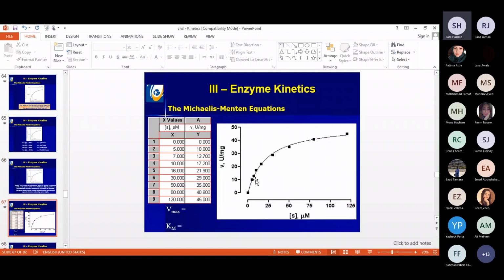And here we can see in this table, if you take the value of substrate and the value of V0 and draw V0 as a function of S, you obtain such a plot. Okay? For the highest substrate concentration we have here, 120 micromolar, V0 equals 45. Are you able to consider 45 units per milligram as the value of Vmax?